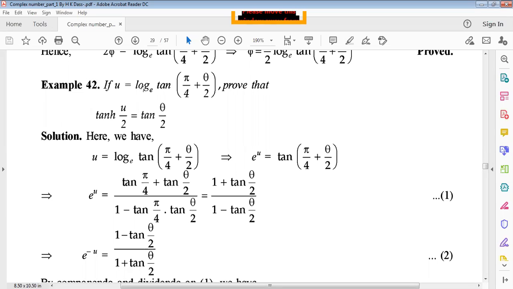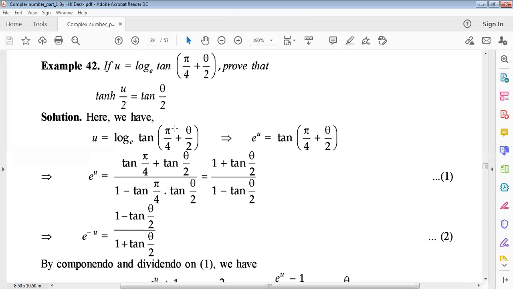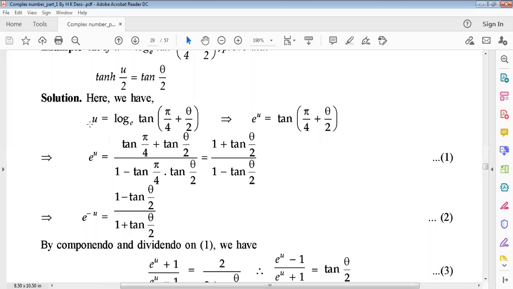Example 42. If u equals log base e of tan of pi by 4 plus theta by 2, then prove that tanh of u by 2 equals tan of theta by 2. This is the given condition: u equals this. We have to prove tanh u by 2 equals tan theta by 2. Now we are given u equals log base e of tan of pi by 4 plus theta by 2.